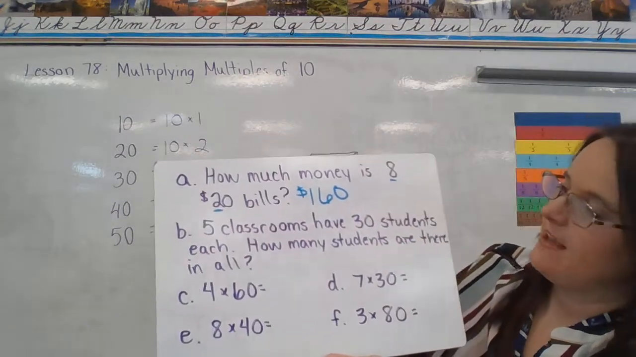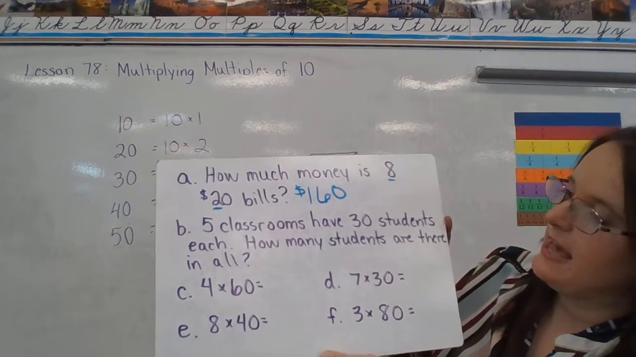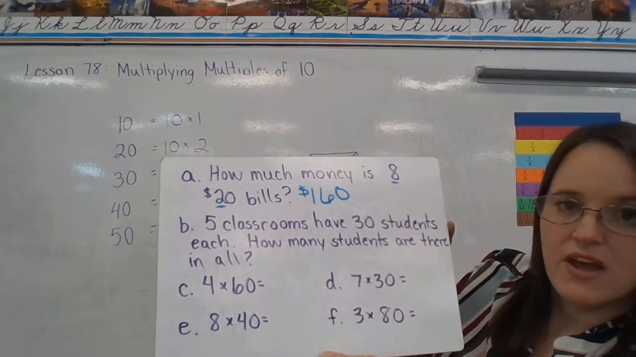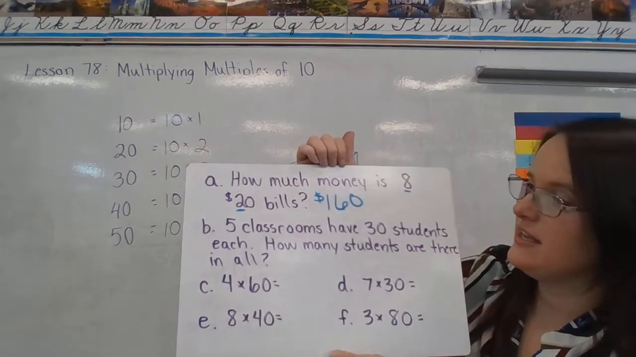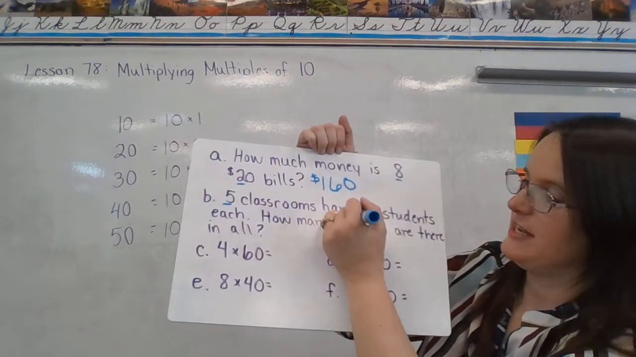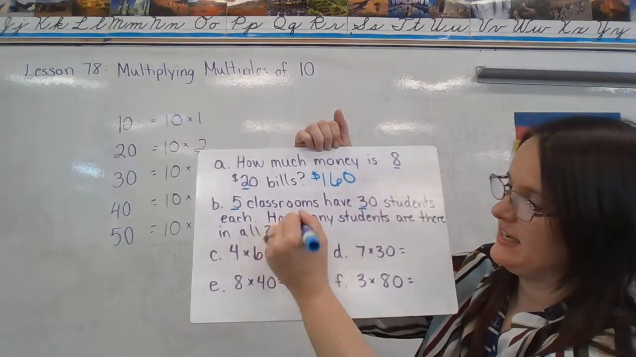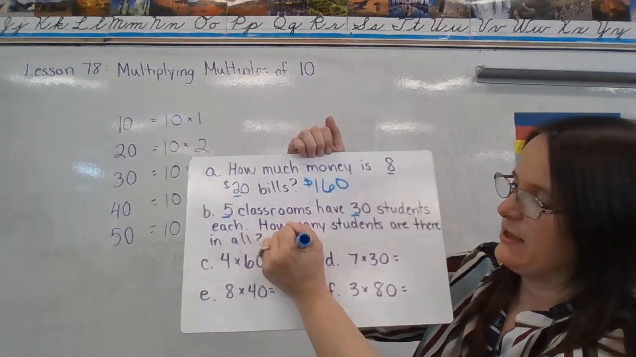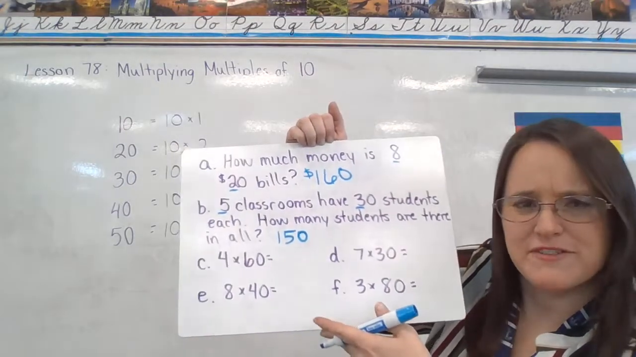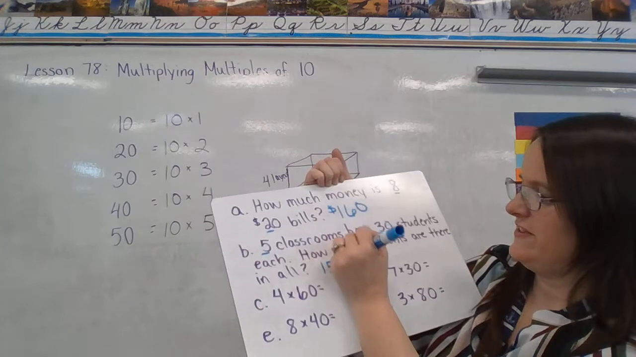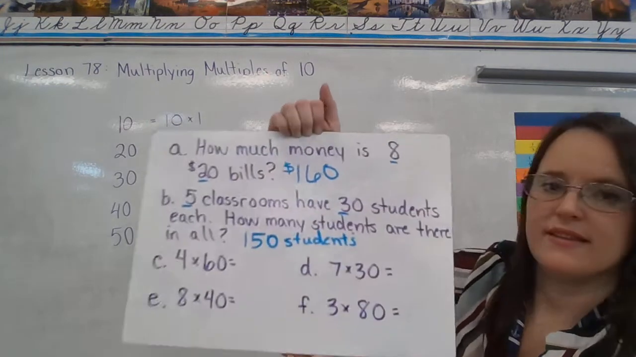Problem B. 5 classrooms have 30 students each. How many students are there in all? So I have to multiply 5 times 30. So I'm going to do 5 times 3 to start with. 5, 10, 15. And then I need to tack on my 0. And it's a word problem, so 150 what? 150 students. There we go.